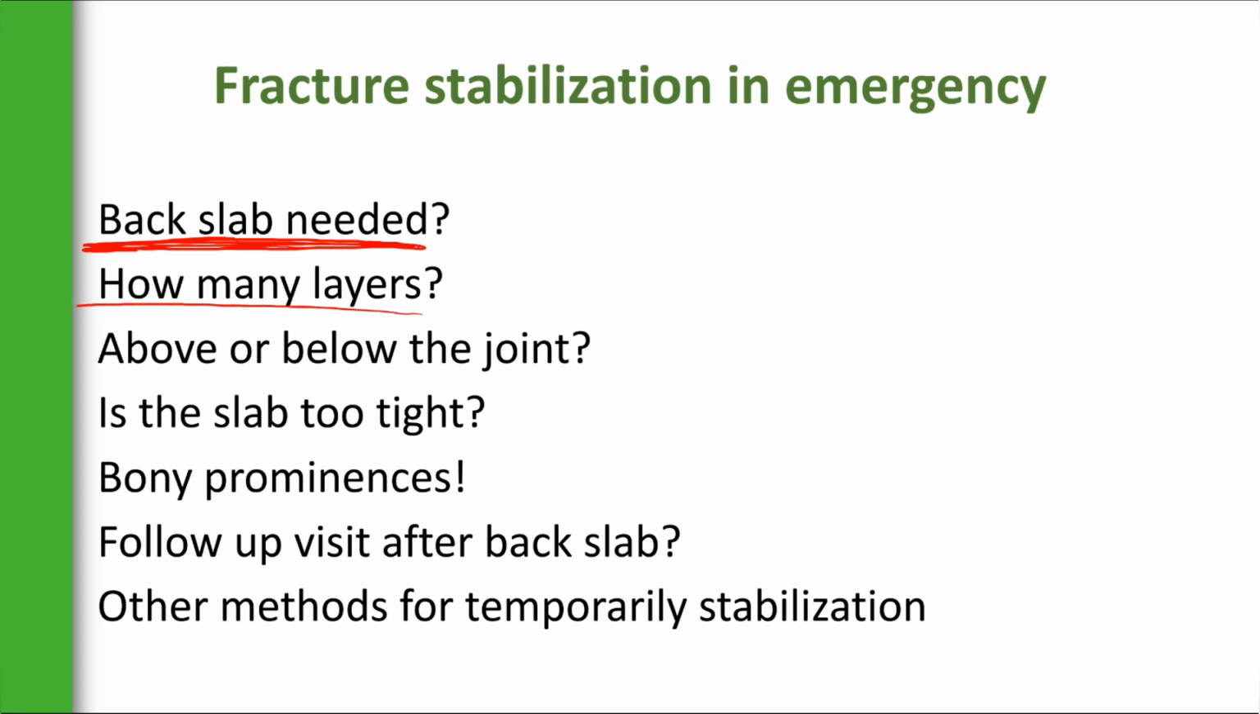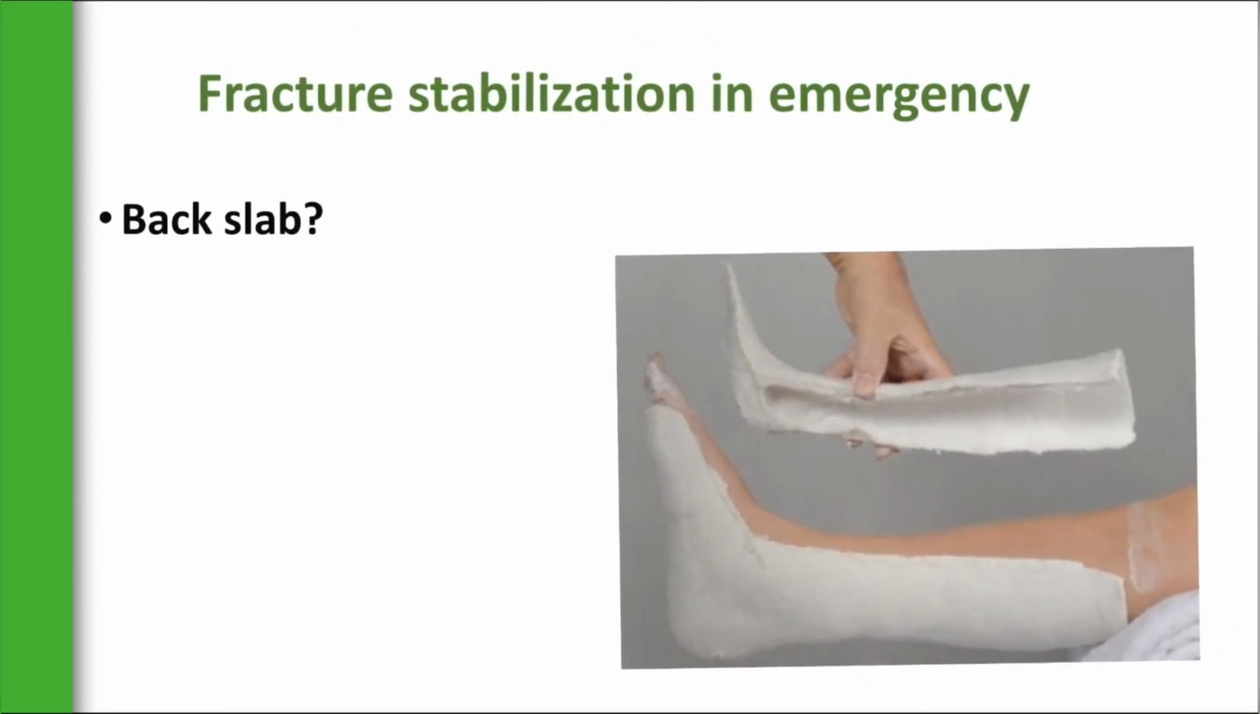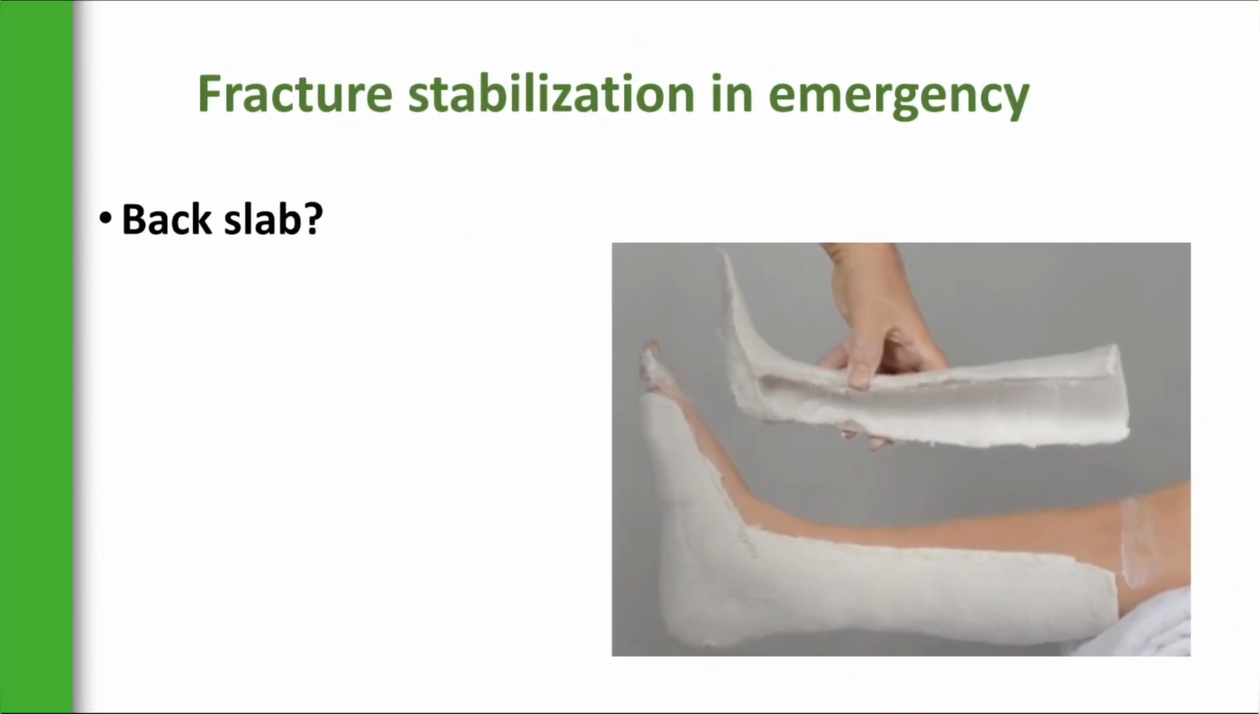The backslab is usually done with plaster of Paris. By backslab in our locality, we mean putting the POP on one side of the body part, not circumferentially, because during the early days there will be swelling of the fractured part. If it is a complete POP, it will lead to narrowing of that area and lead to complications.